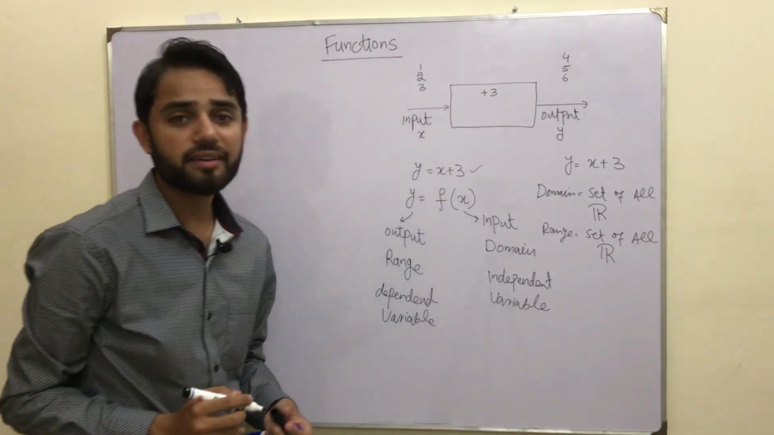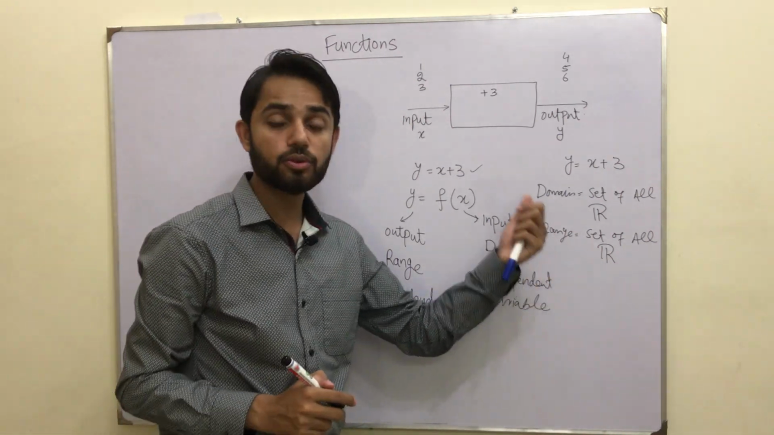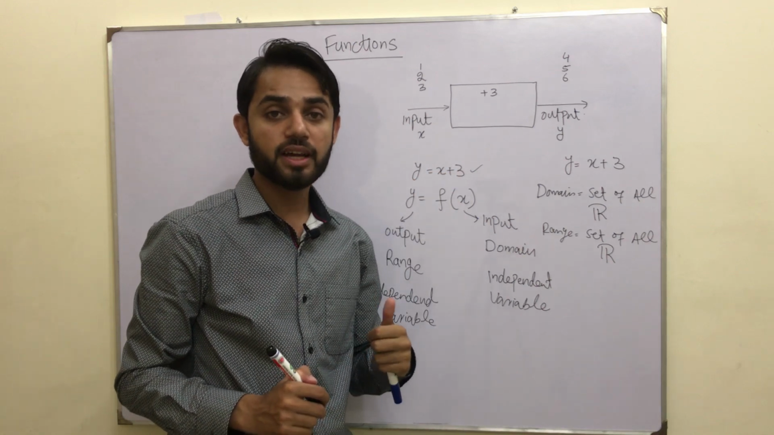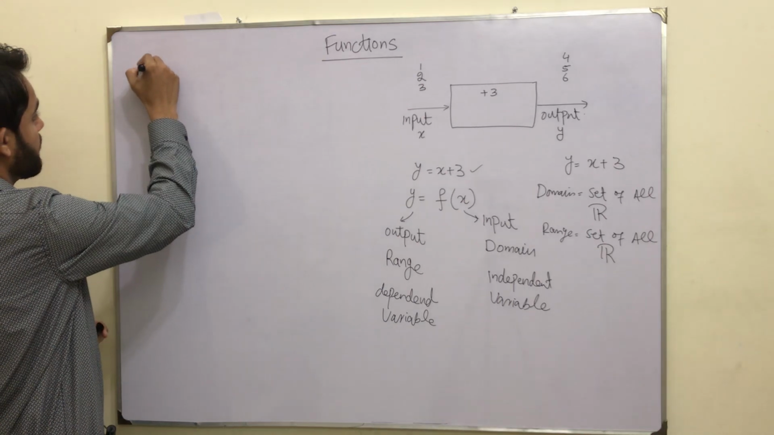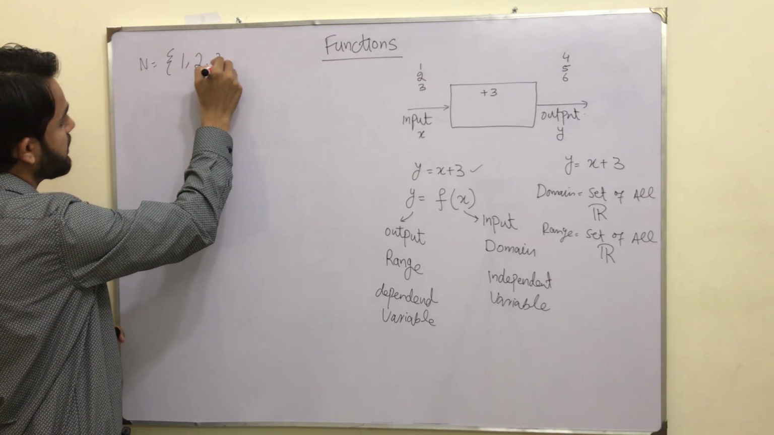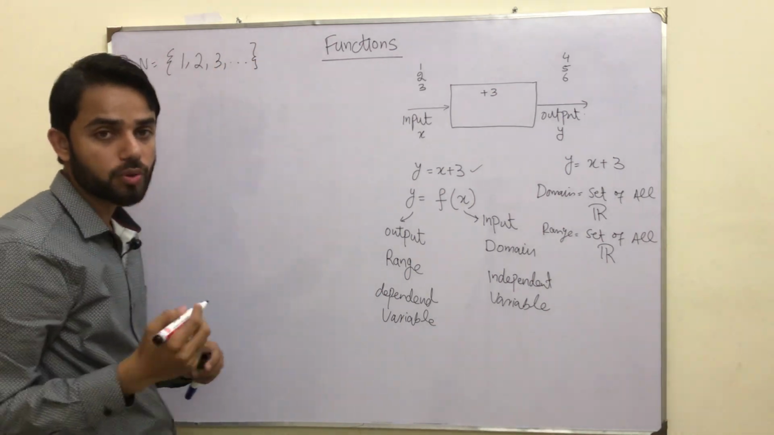Now, what are real numbers? In order to understand real numbers, we have to go to the basics of the number system, from where the numbers actually start. The first set that we have in the number system is the set of natural numbers, where the elements are 1, 2, 3 and so on.